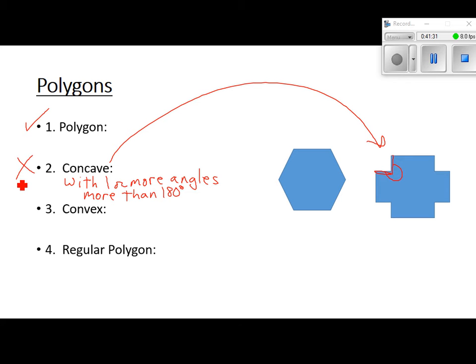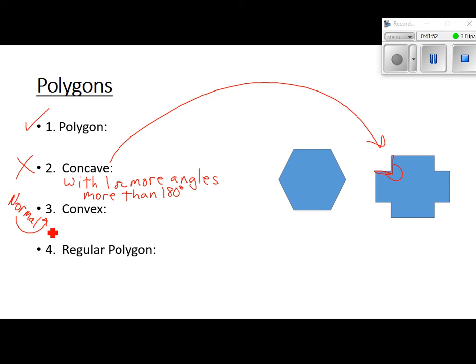We won't deal with concave polygons very often. This is probably the only section where you'll deal with concave, to say, hey, this is concave, this one's not. Convex is the normal stuff that we deal with. So convex is the ones that we're going to deal with more often.